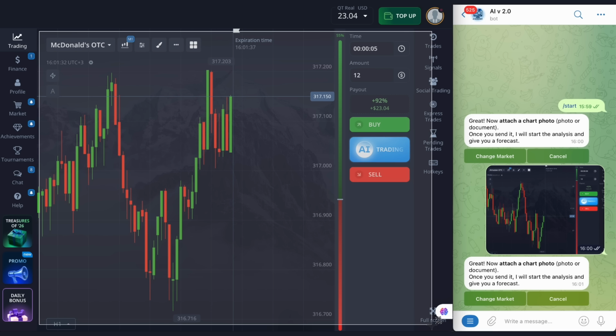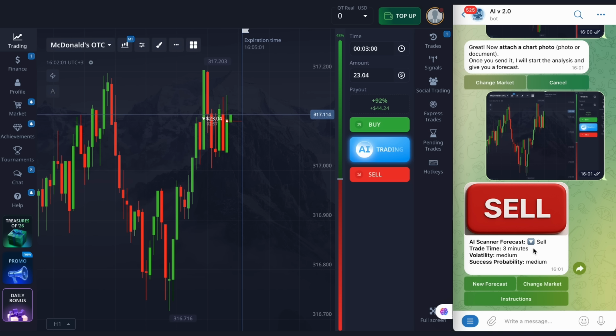Is this going to be a buy or sell? It is going to be a 3-minute sell, ladies and gentlemen. That's a long trade, setting my risk on maximum and executing a sell order for this trade. As you can see, it says it's selling for 3 minutes. Volatility level is going to be medium. That's a prediction by our AI screener, and then the success probability for this trade is set to be medium as well. So we're going to hold on tight and see how this plays out, ladies and gentlemen.